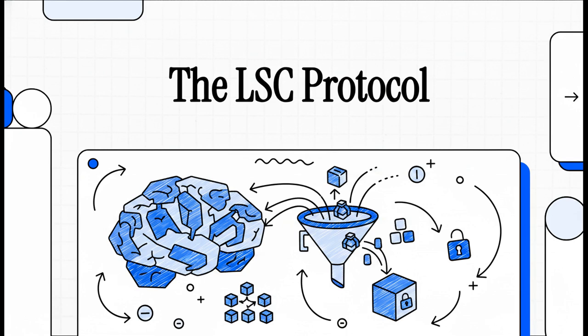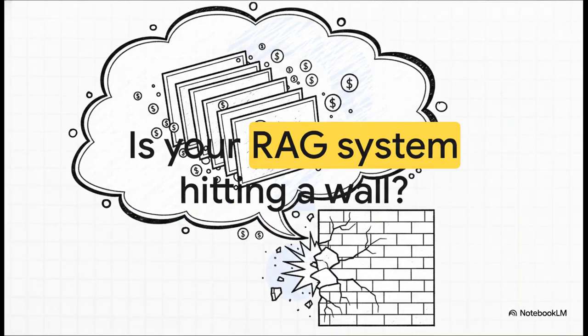Let's dive in. So let me ask you something straight up. Is your retrieval augmented generation system, well, is it hitting a wall? Does it feel kind of bloated? Are you constantly fighting with context windows that fill up way too fast? Or maybe those token costs for inference are just getting out of hand. If any of that sounds familiar, you're not alone. It's a huge engineering problem, and it's exactly what we're going to tackle today.